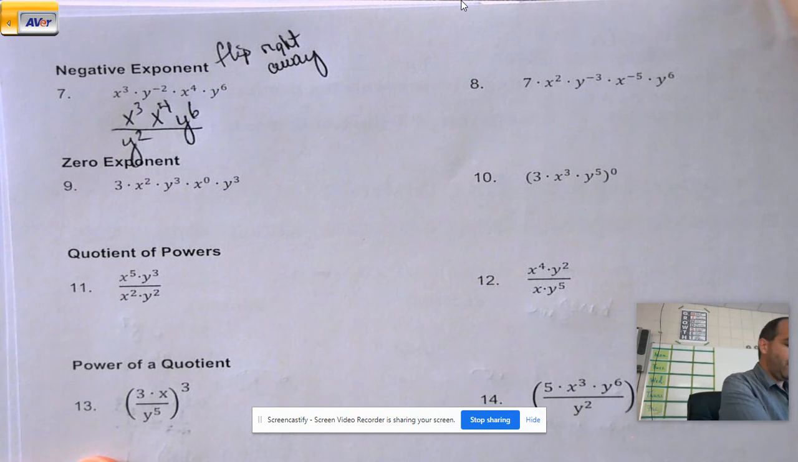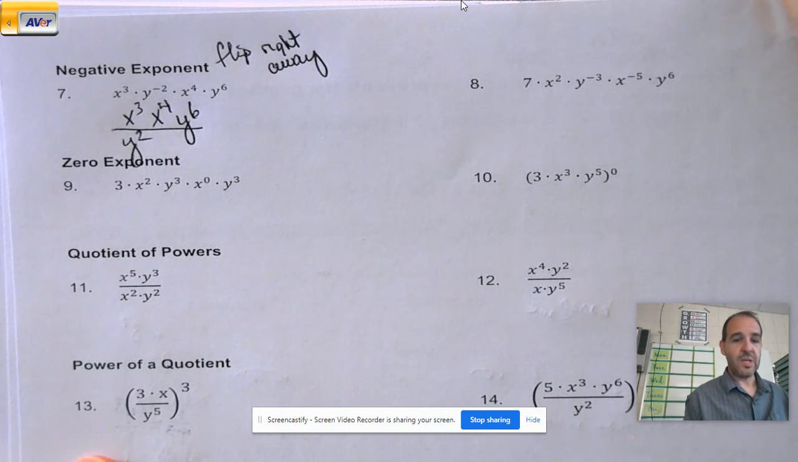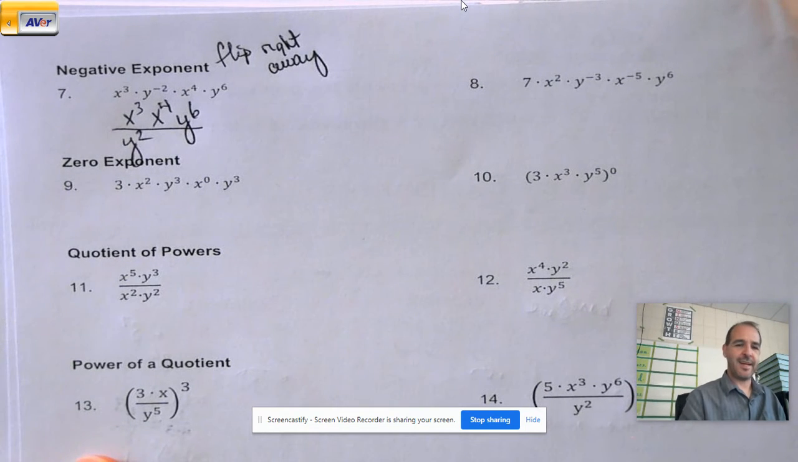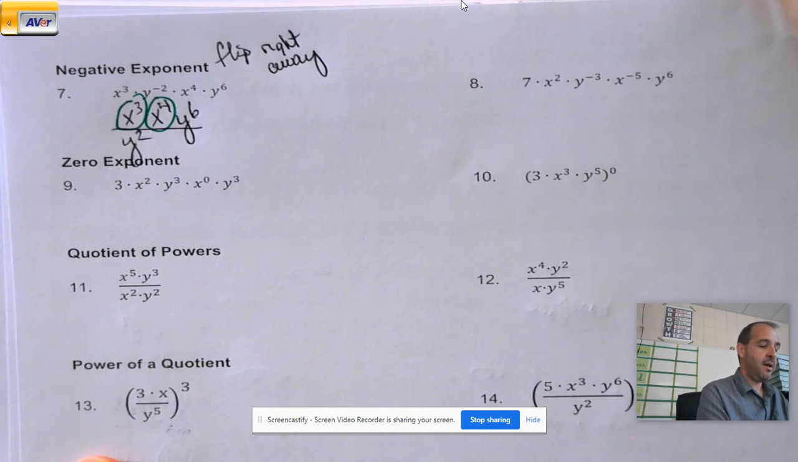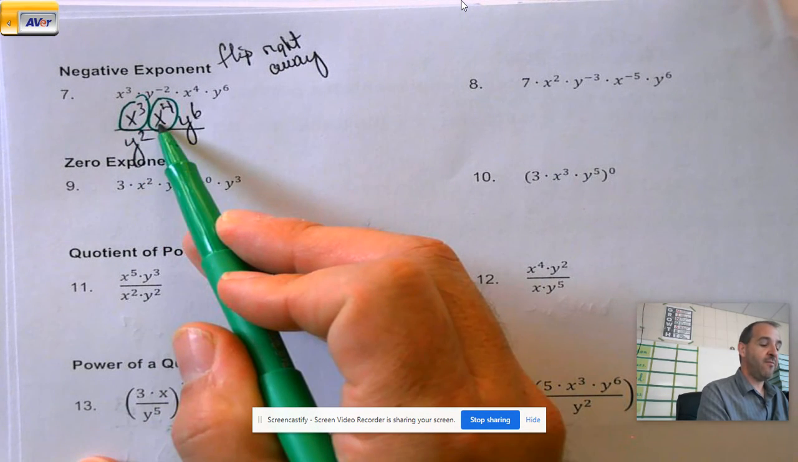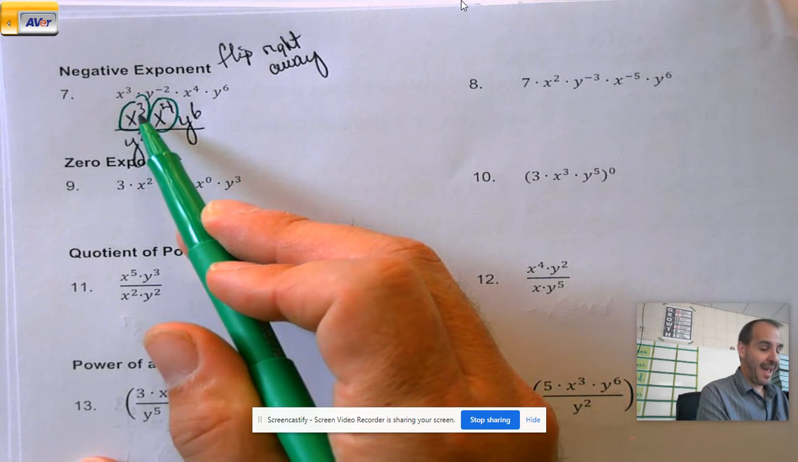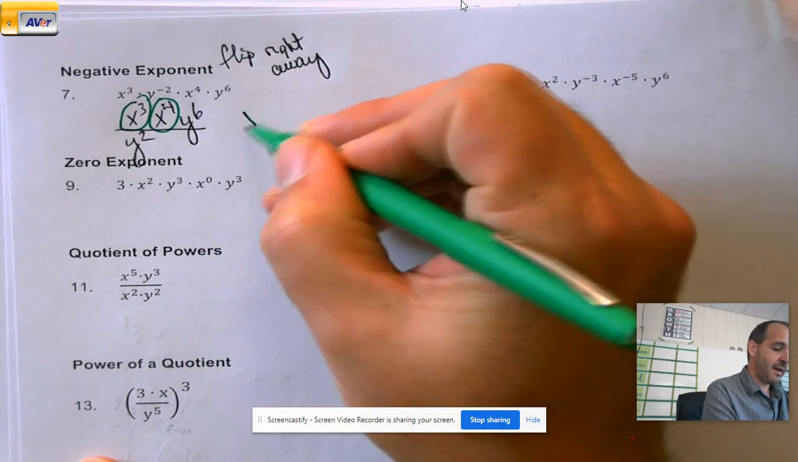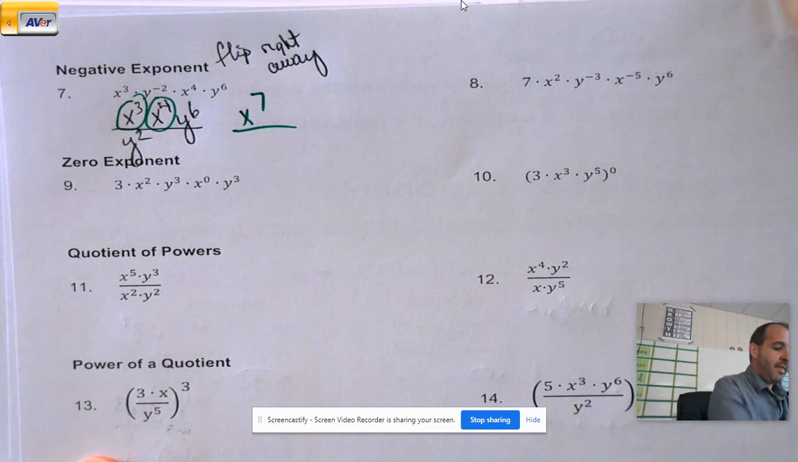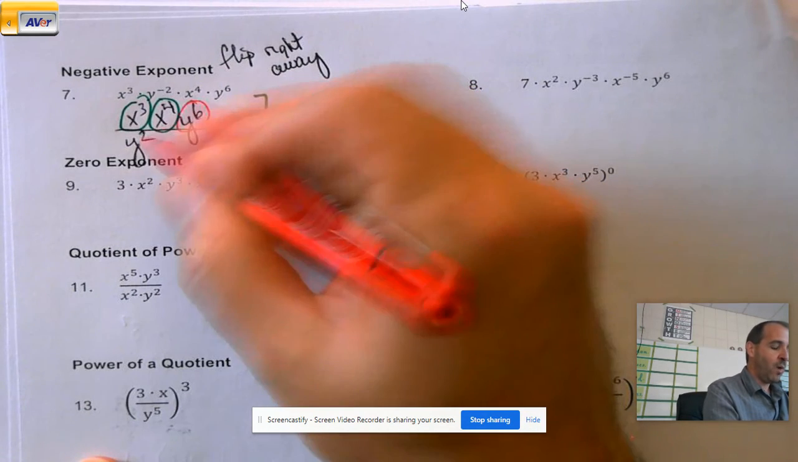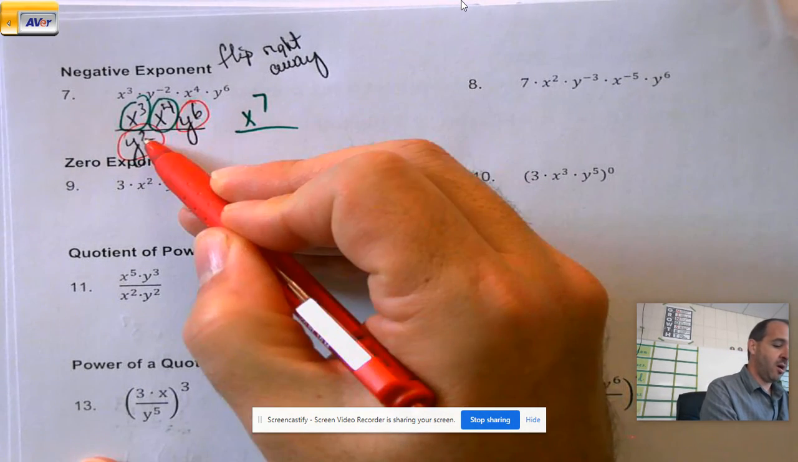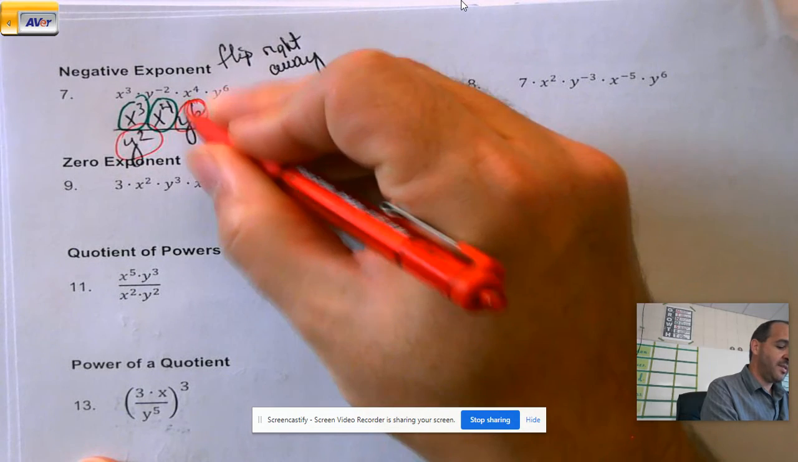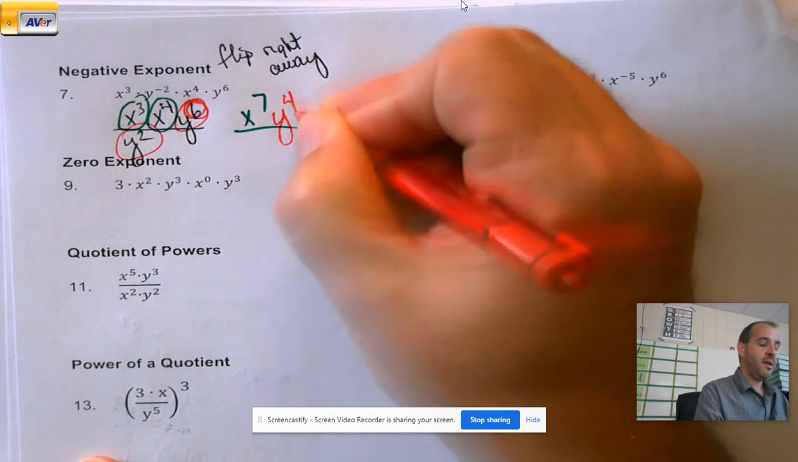So now what I would do is I would take each of my, excuse me for a second, I had to move my camera, same bases, okay, x to the third times x to the fourth, you add the exponents, x to the seventh. And then my y's, y to the sixth and y squared, we're dividing, which is subtraction. Bigger minus smaller. But the bigger exponent is in the numerator, more on that in a little bit, and we're set.